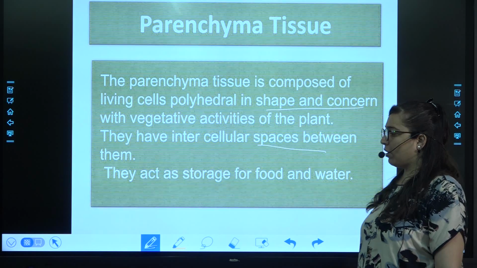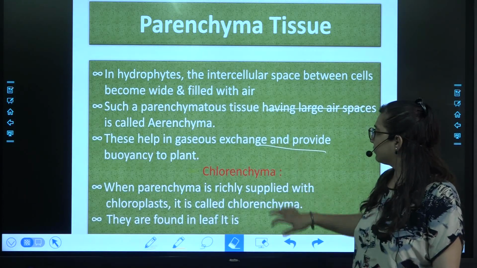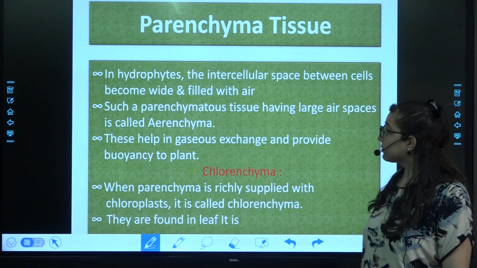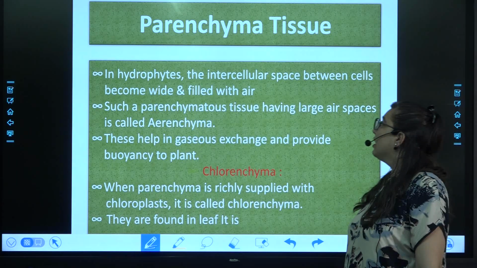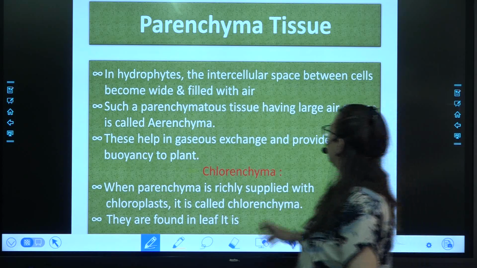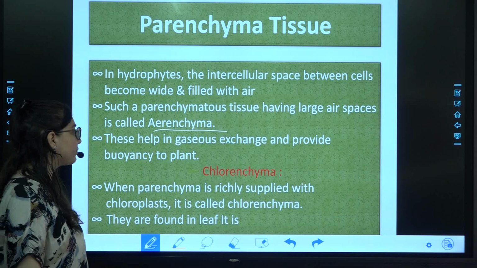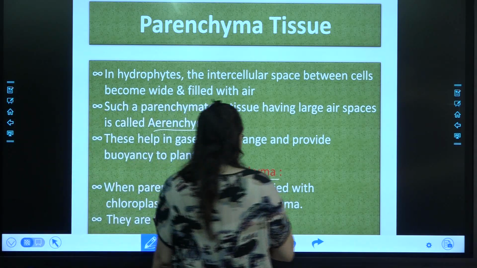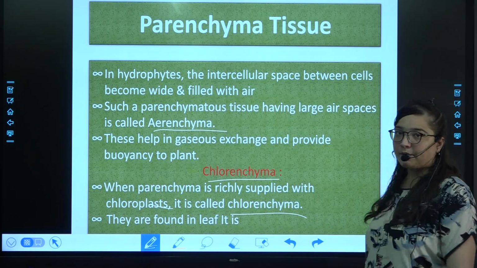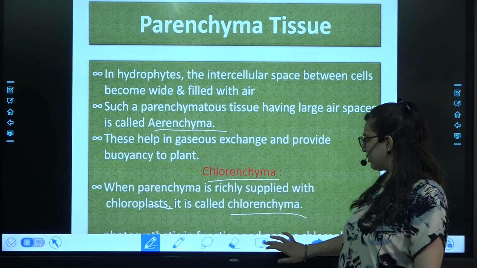Then some of the important points of parenchyma. In hydrophytes, as we discussed, the intercellular space between the cells becomes wide and is filled with air, and that is called aerenchyma, which is responsible for gaseous exchange. Tissue that has chloroplasts is called chlorenchyma. So this was the part that we already did in our previous lecture.